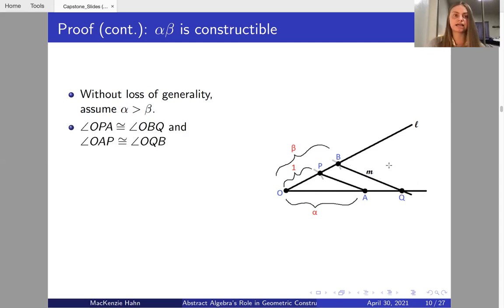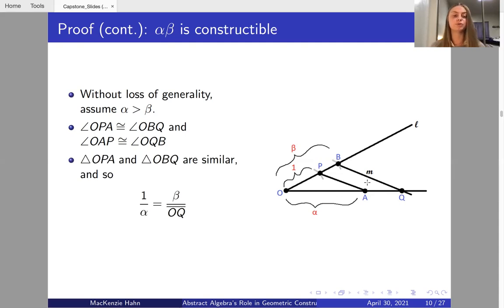And from that, we can find that the angles OPA and OBQ are congruent, and angles OAP and OQB are congruent. That's because corresponding angles of parallel lines are congruent. And since we have that two angle pairs are the same, we can conclude that all three angle measures in triangle OPA and triangle OBQ are congruent. All three of those angle measures are the same.